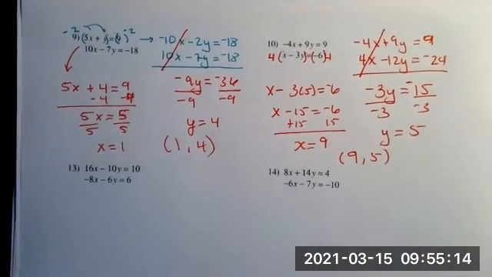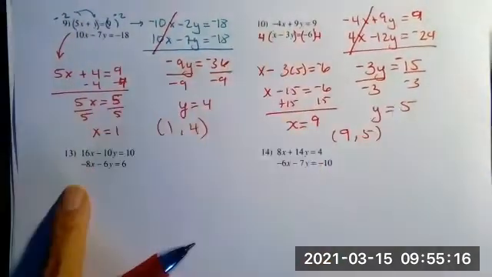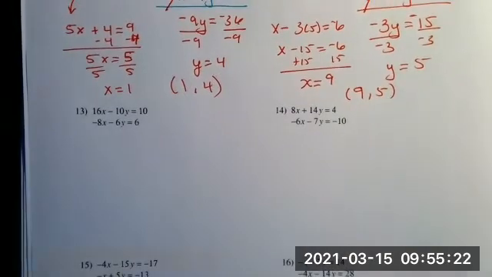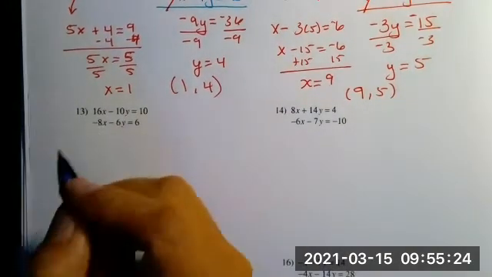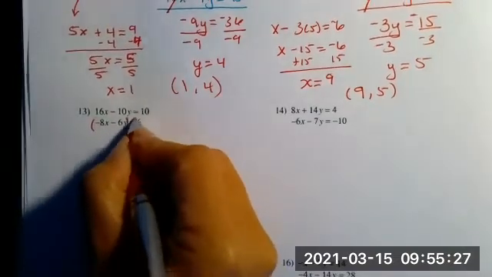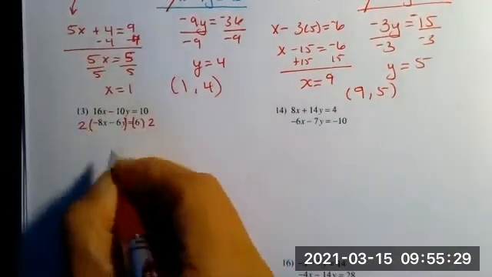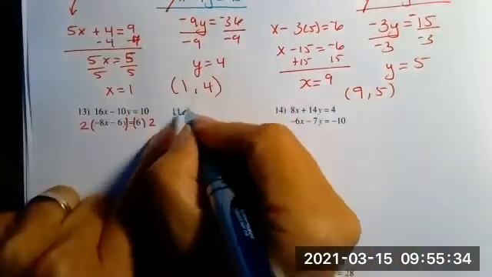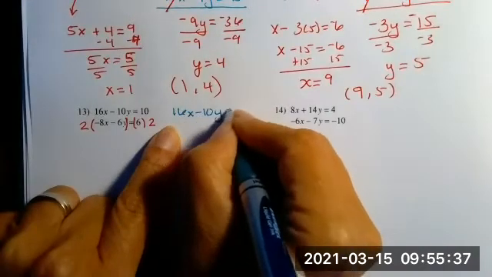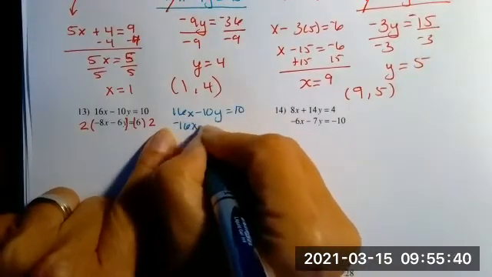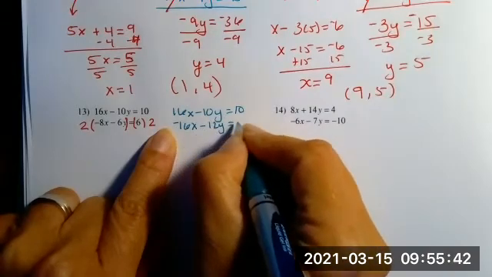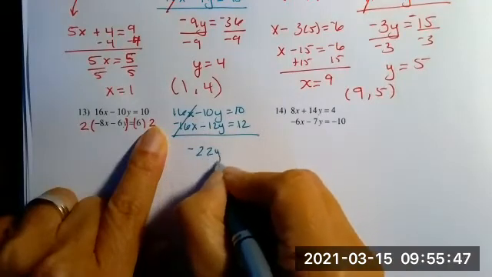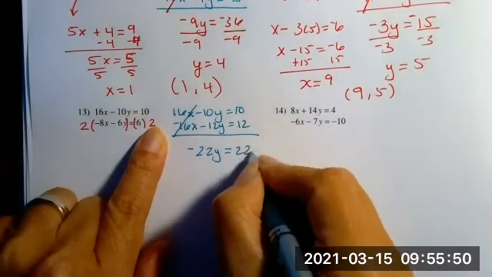All right, next one. Now, I know it goes from 10 to 13, but that's okay. Something got misnumbered. Again, I need opposites, so I'm going to multiply the bottom one by 2. Again, I'm going to write it out. I'm just going to use a different color pen here. Negative 16x minus 12y equals 12. This is going to go away. Really, you just got to be careful with your positive and negative signs.